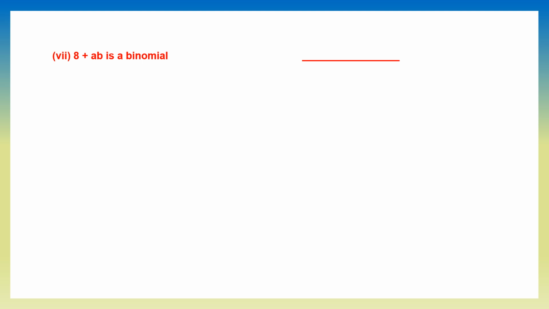Question 7. 8 plus AB is a binomial. Binomial means two terms, and this statement is true because there is a plus sign. So this is 1 plus 1, two terms, and so this statement is true.